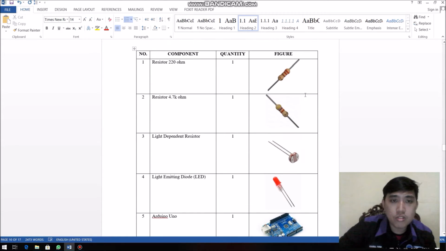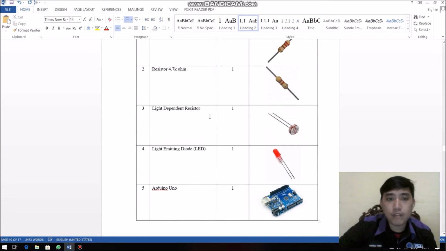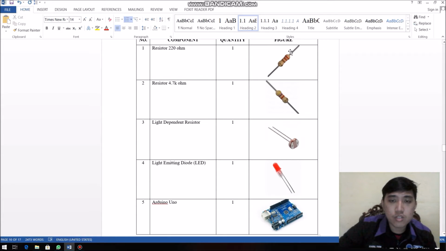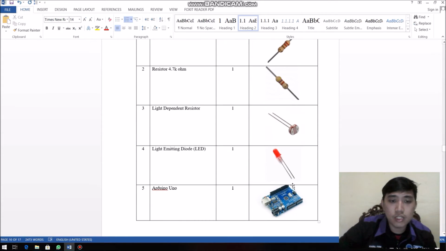The components that we chose: we have two types of resistor, which are a 220 ohm resistor and a 4.7 kilo ohm resistor. Then we have the light dependent resistor, LDR, that detects light, and we have the light emitting diode, LED, and last but not least we have the Arduino UNO. All these components will be attached to the Arduino UNO.